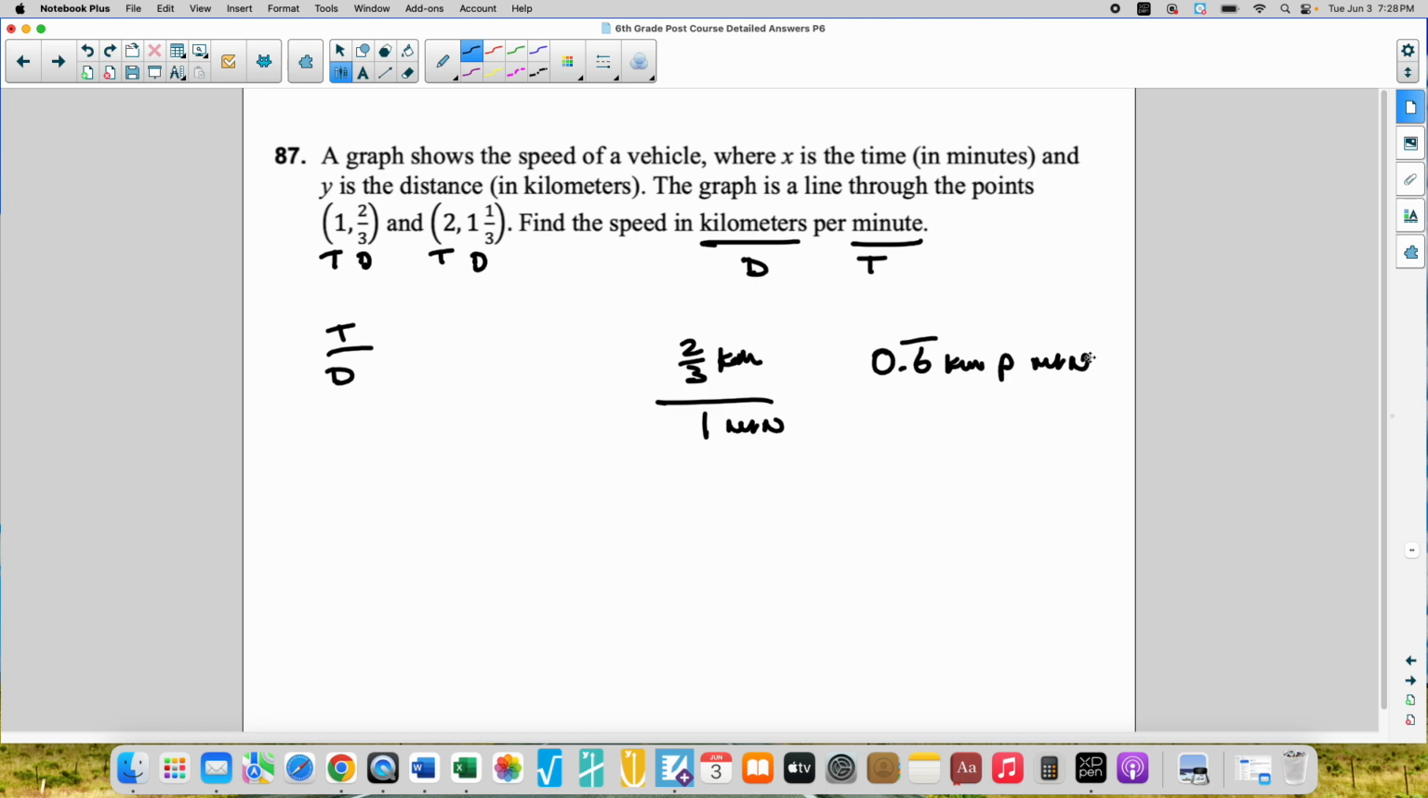87, how do they want it? No, they want 2/3 kilometers per minute. They want this answer. They don't even ask for a decimal. Yeah, that information was there. I didn't have to do anything. So it was there if we took the time to comprehend the question. So be careful of that. That's a good tricky one, but that was kind of easy.